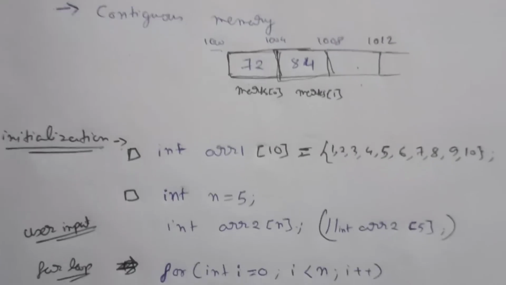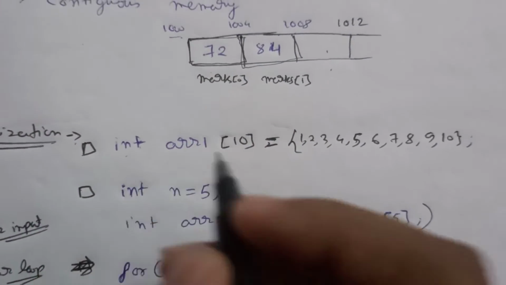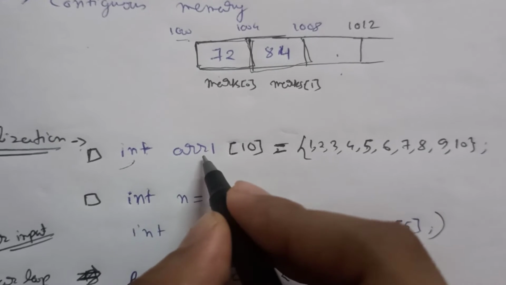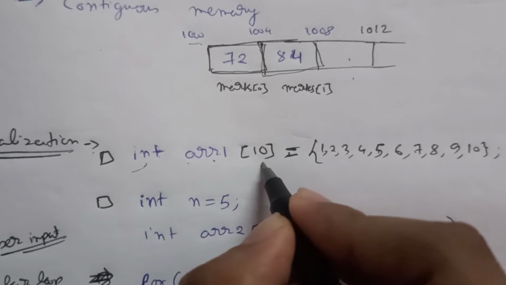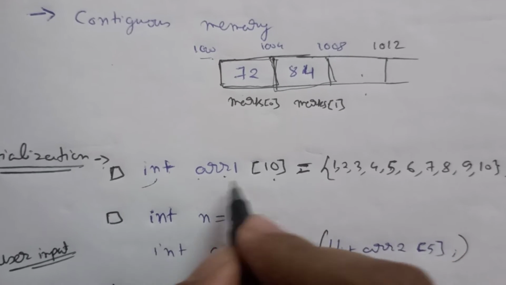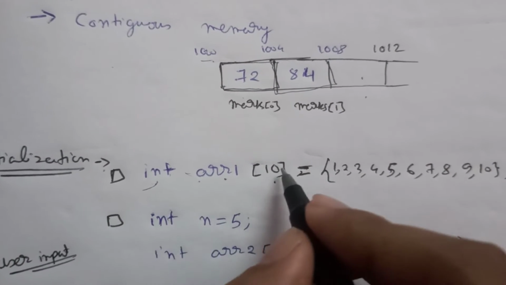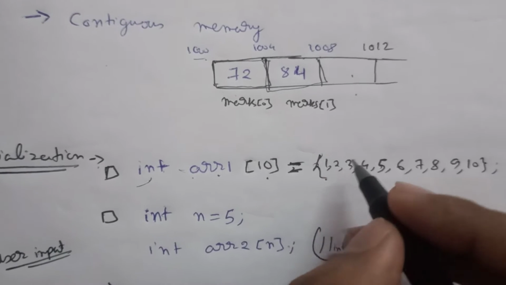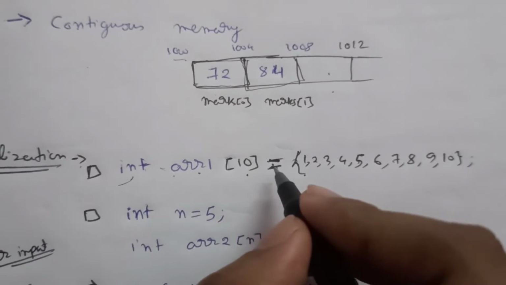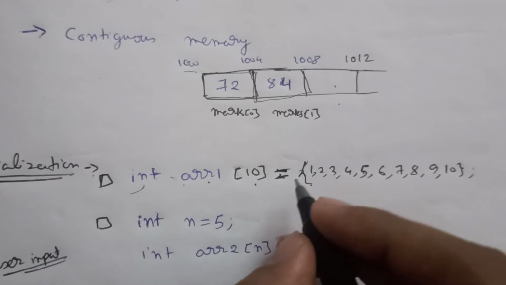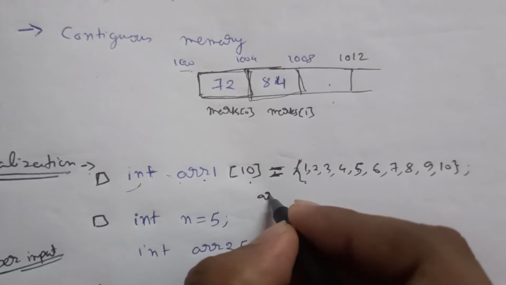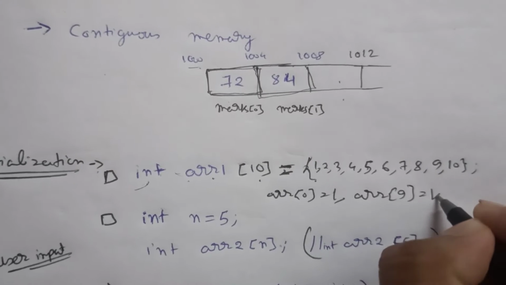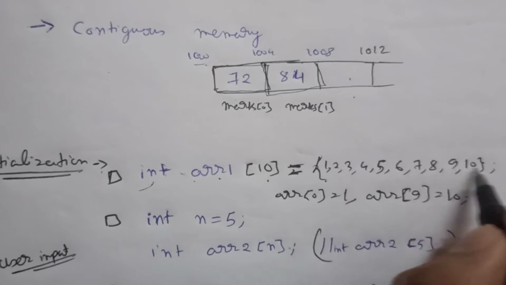Now let's see the process of initializing an array. I think you already know how to initialize an array. Here int is the data type, array-1 is the name of the variable, and 10 is the size. This is the declaration part, and along with the declaration we can also initialize. After the declaration we use an equals sign and write the values inside curly brackets. These are 10 values, that is 1 to 10. So the values will be initialized like this: array of 0 will be 1, and array of 9 will be 10.